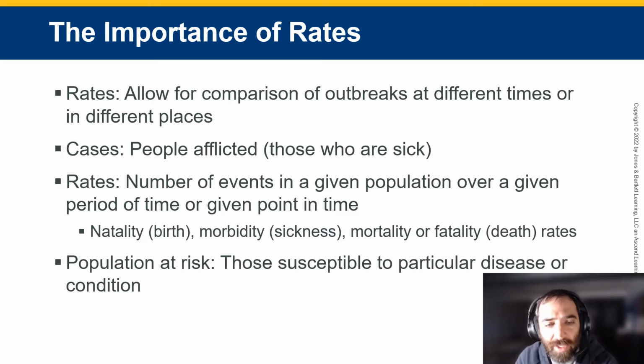Rates are a number of events in a given population over a given period of time or at a given point in time. So the number of events, like how many people are getting sick over a 1-year period, or if there was an outbreak in July, then that would be the time. How many people got sick?